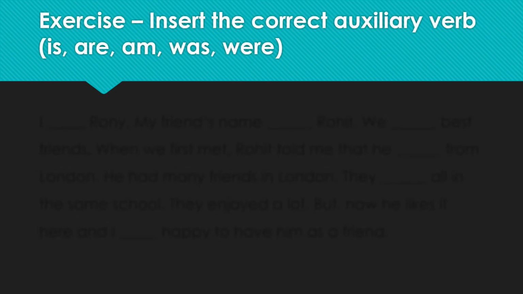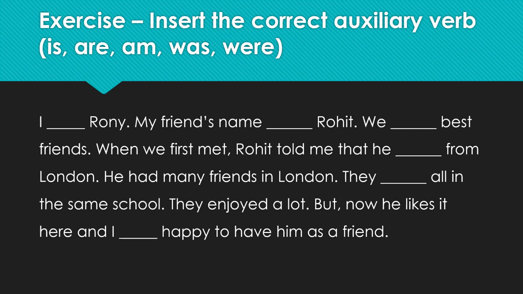Let us do one more exercise. Insert the correct auxiliary verbs is, are, am, was, were. Now here is a short passage. We have to see which sentence talks about something that has happened in the past and something that is happening now or happens repeatedly. I dash Ronnie. The first sentence talks about the name and it always remains the same. Therefore, we write am. I am Ronnie.